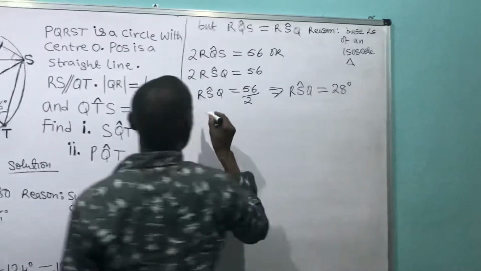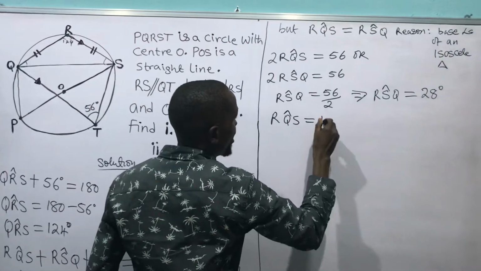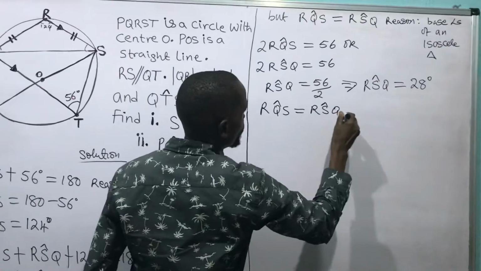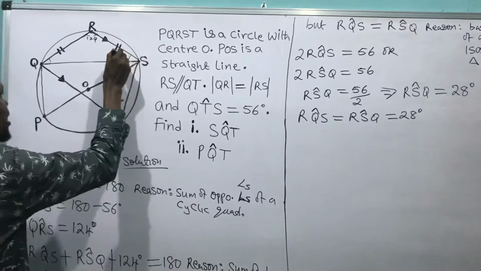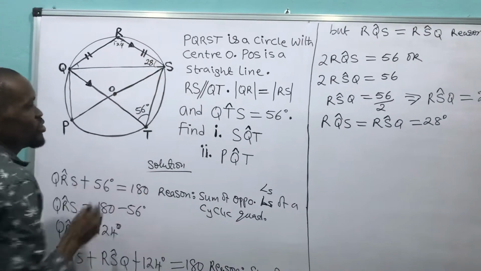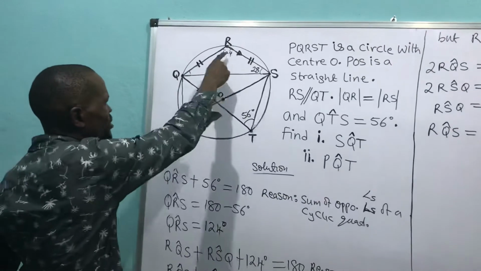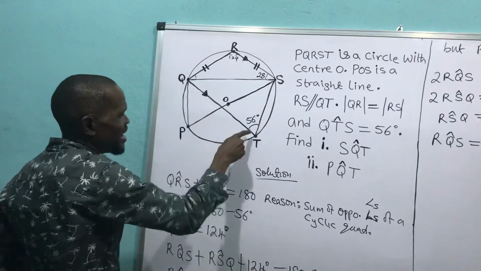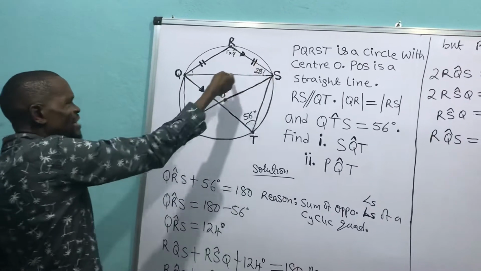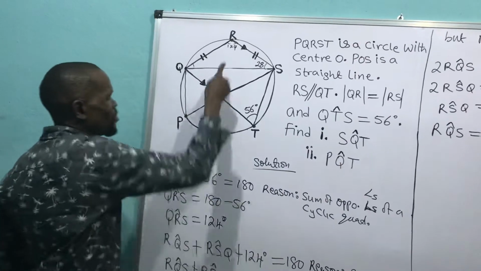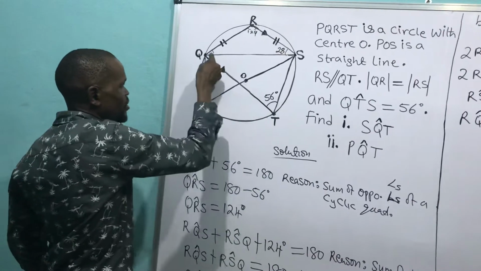And this means that RQX equals RXQ, which is 28 degrees. That means the angle here is 28 degrees. But this line and this line are parallel. And since they are parallel, any transversal line makes alternate angles. Watch it. This means that this angle here is equal to this angle.